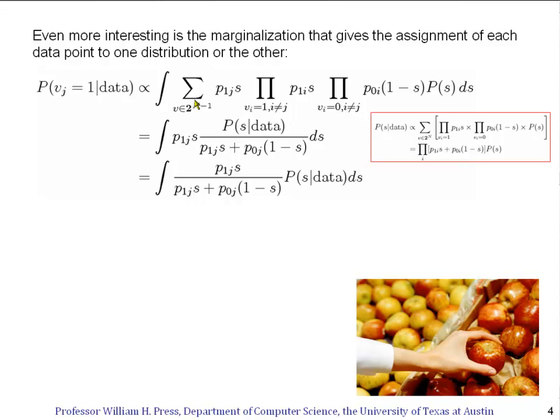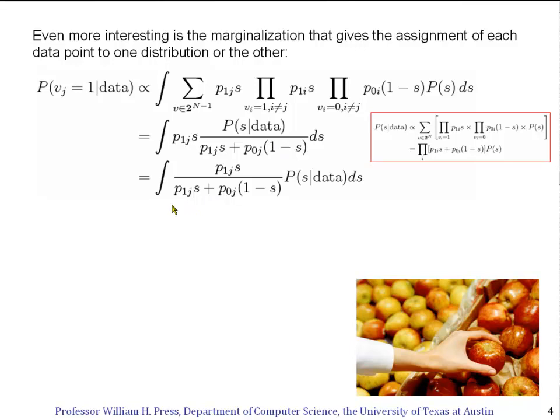And when we sum over just all of them except j, we'll get all of these terms, except we won't have one factor for j. So an easy way to write that is to write it as p of s given the data, that's all of the factors, and then just divide out the one factor for j that we don't want to be included in the product. So that's p sub 1j times s, p sub 0j times 1 minus s.